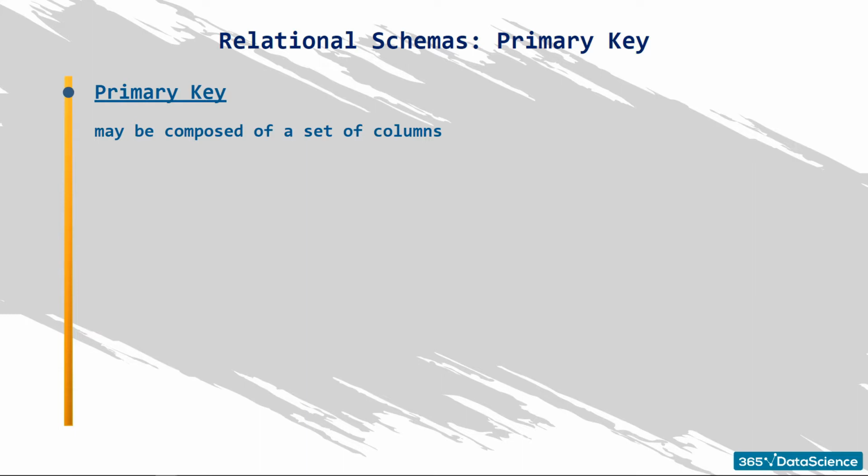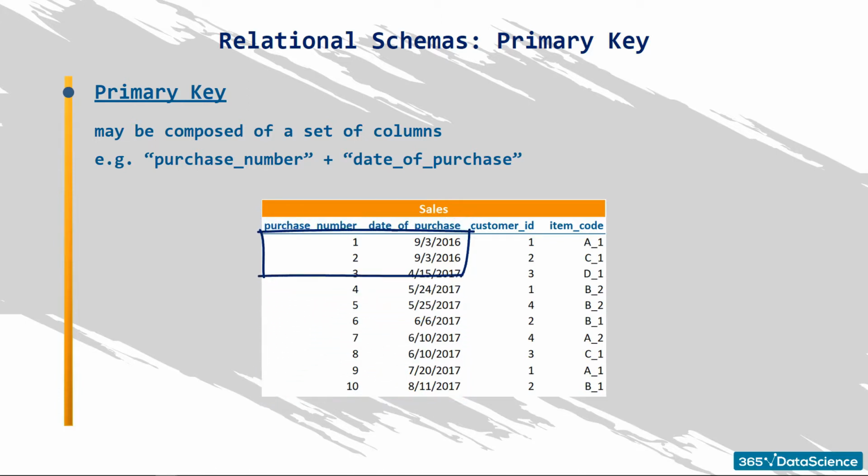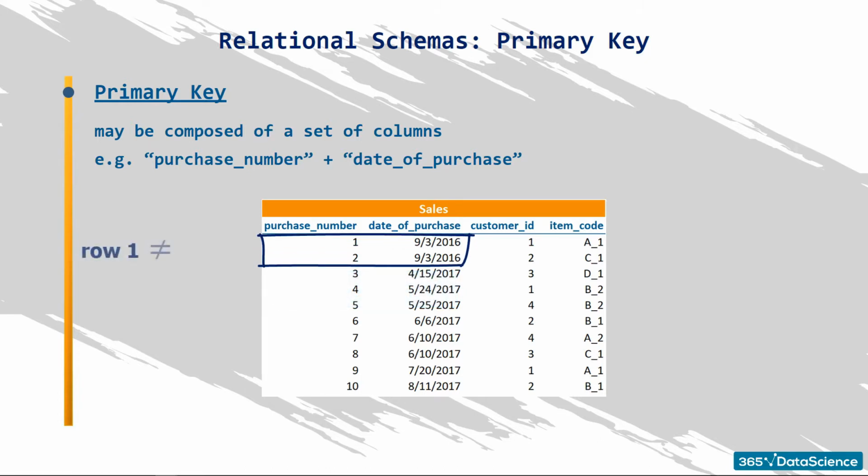In the sales table, both number of purchase and date of purchase can be thought of as a unique identifier pair of the data in this table. For instance, purchase number 1 and purchase date, which is the 3rd of September, will form a unique pair, and so will purchase number 2 and the same date, 3rd of September. This means the 2 rows are different.